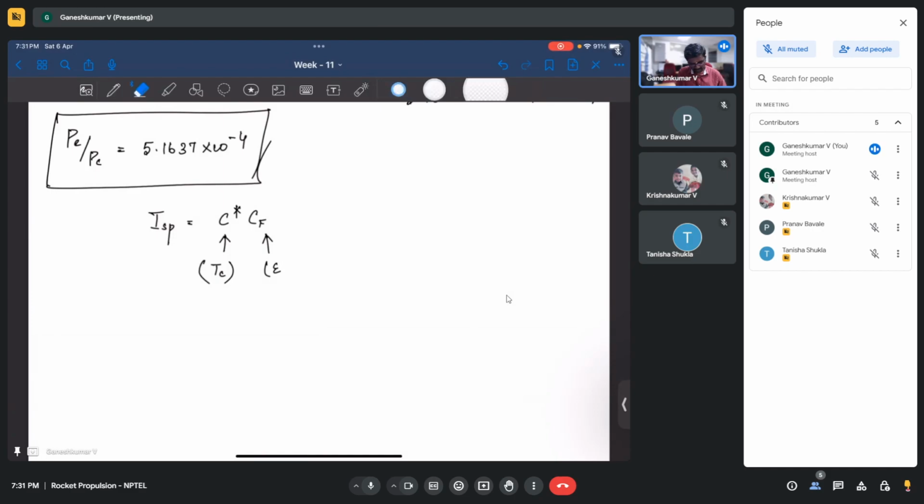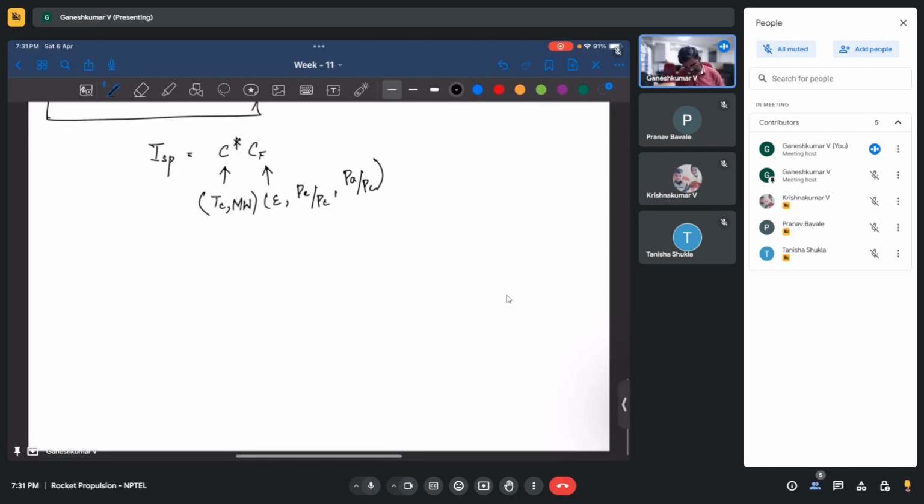CF is actually a function of epsilon, PE by PC and PA by PC. Using all this we can find CF, and then you can find C star, which is a function of the temperature and molecular weight, which we already know. Molecular weight of ammonia is something like 17. Using this relation, we will be able to find the temperature. Do you have a ready-made equation for ISP as a function of temperature?